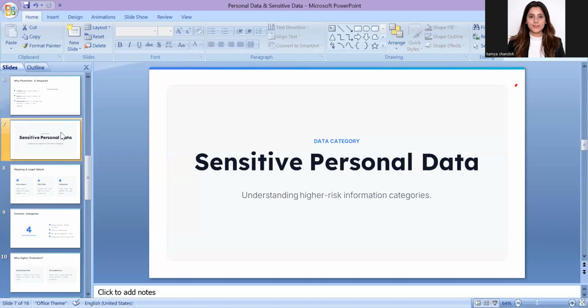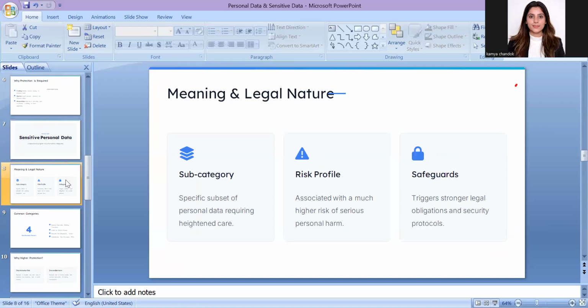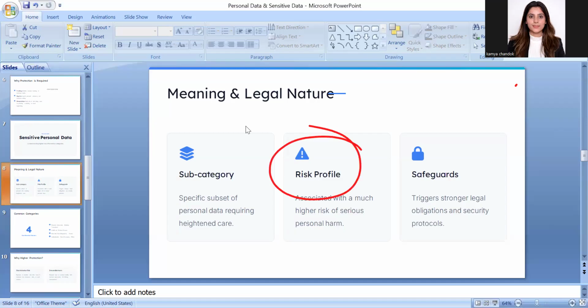Now let's look at what sensitive data is. Sensitive data is a subcategory of personal data. It refers to data that, if misused, can cause serious harm, discrimination and irreversible consequences. The law therefore treats this data as high risk, a risky profile. Not all personal data is sensitive, but sensitive data is personal and can be very risky.